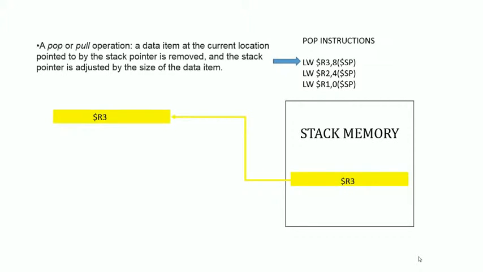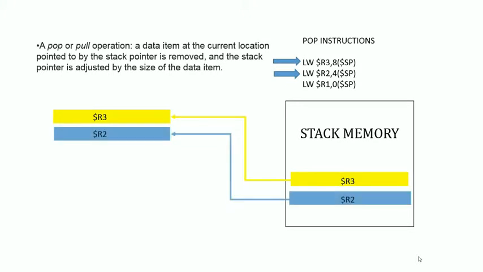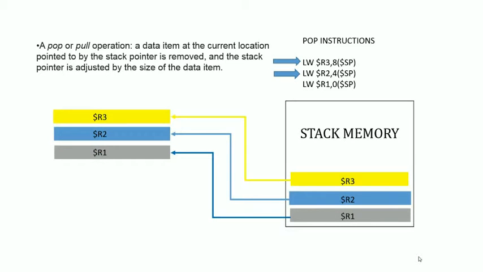In case of pop operation, a data element at the current location pointed by the stack pointer is removed and the stack pointer is adjusted. Let's explain the pop operation with an example too. Consider a load word register R3 is executed. Now the stack pointer pointing to the topmost memory location retrieves data from the stack memory to the register R3, and when R2 is executed, the memory contents of register R2 which is stored in the stack is retrieved to the register R2, and the flow goes on.